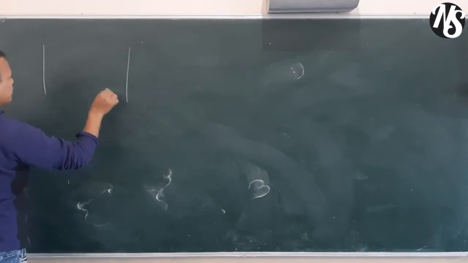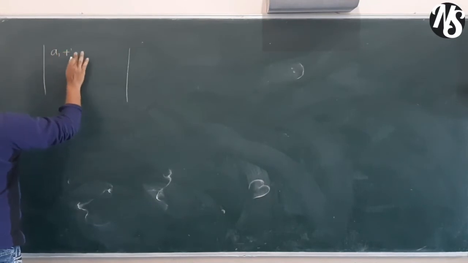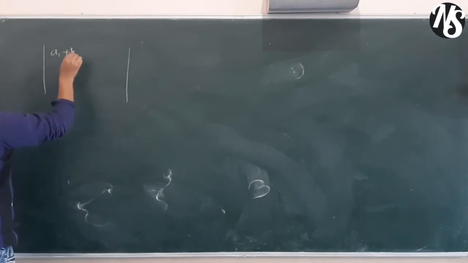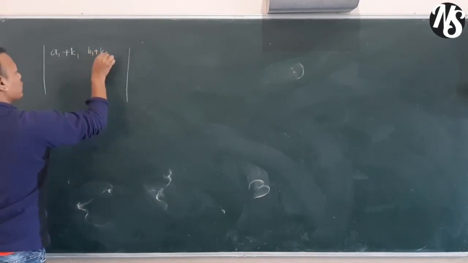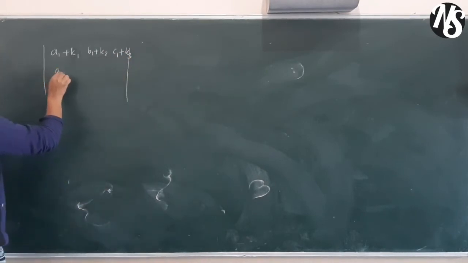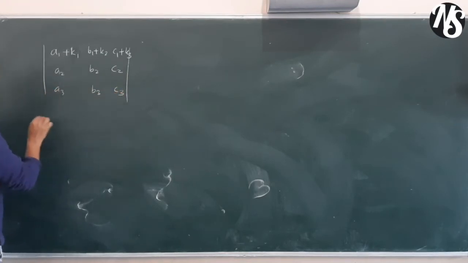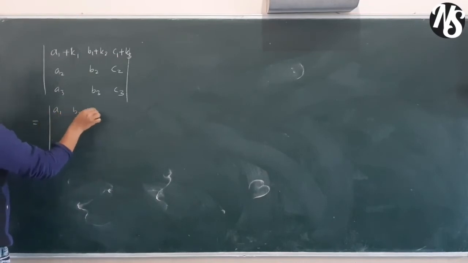For example, let me take this determinant: a1 plus k1, b1 plus k2, c1 plus k3, then a2, b2, c2, a3, b3, c3. So basically, as per the property, what we can do is keep this a1, b1 and c1 as it is. So a1, b1, c1, others will also be kept as it is.